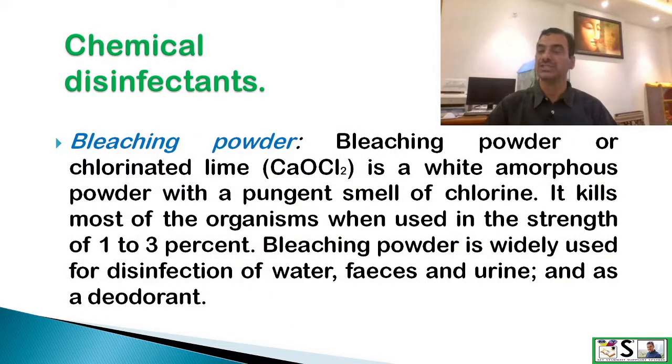Bleaching powder. Bleaching powder or chlorinated lime is a white amorphous powder with a pungent smell of chlorine. It kills most of the organisms when used in the strength of 1 to 3%. Bleaching powder is widely used for disinfection of water, feces and urine, and it also acts as a deodorant.